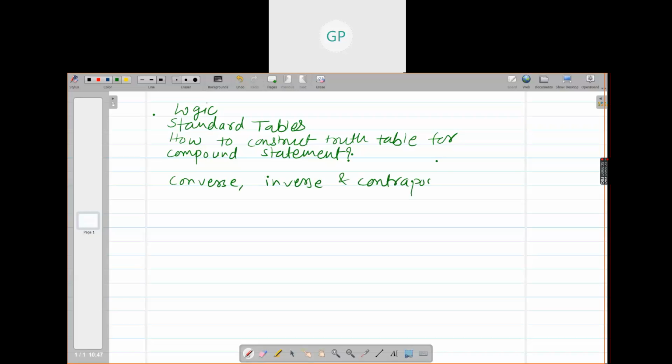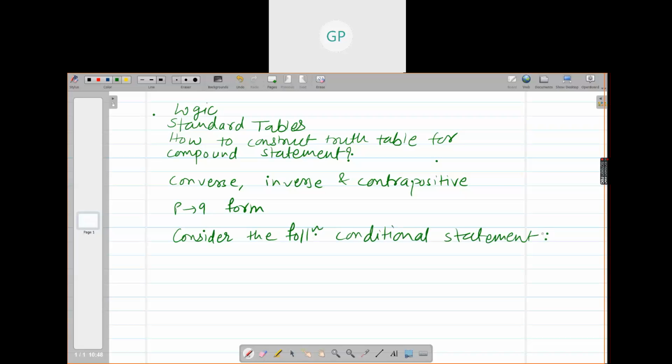So we will have one example quickly, a word problem of P implies Q form, okay? And then you will tell me the converse, inverse and contrapositive of that, okay? So let us have that. Consider the following conditional statement. All of you please write it down and you have to write the answer also in words, okay? So P implies Q.